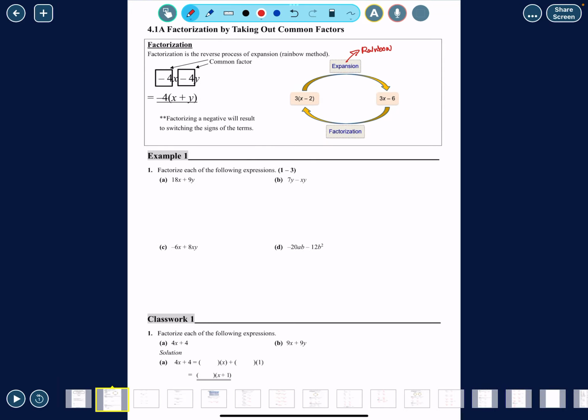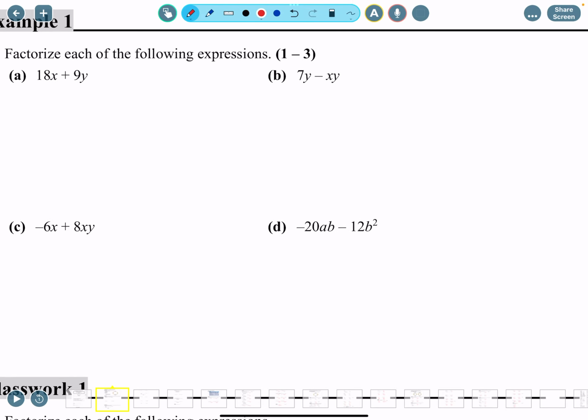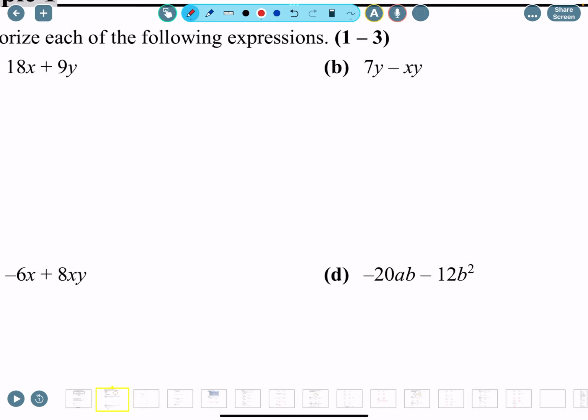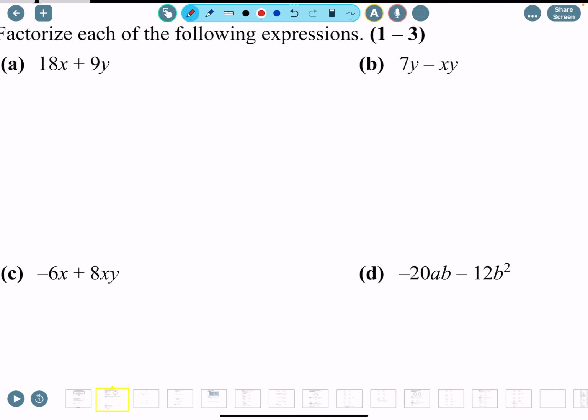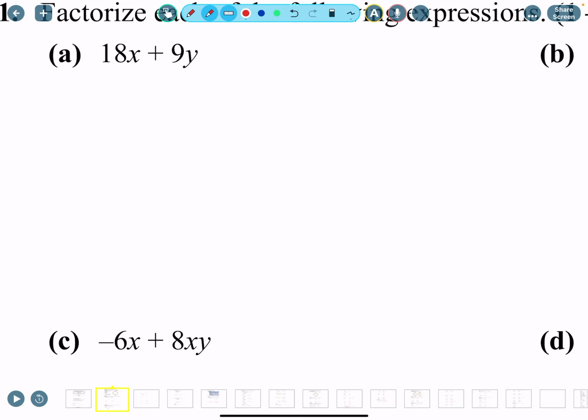So this is one of the most difficult chapters for high school students. And it's also one of the most important ones. Okay, so you have to pay attention really well in class. So when we are doing factorization, we need to identify something in common.